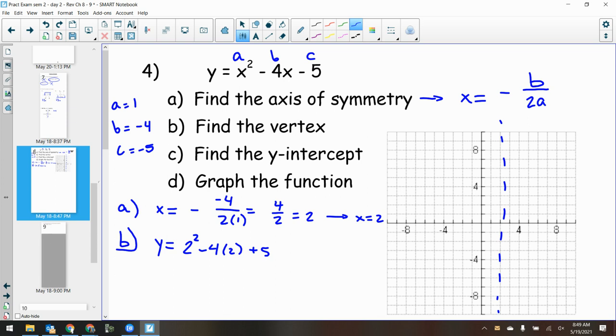All right, so that gives me a y is equal to 4 minus 8 plus 5, which that's negative 4 plus 5, 1. That means my vertex is the full coordinate 2, comma 1. Right there. There's my vertex.